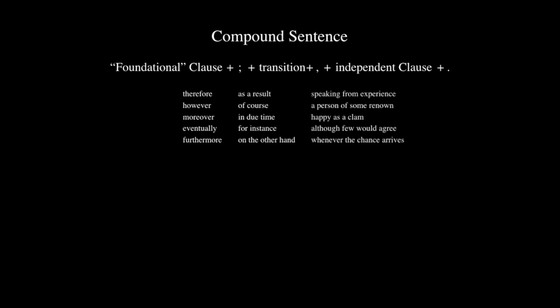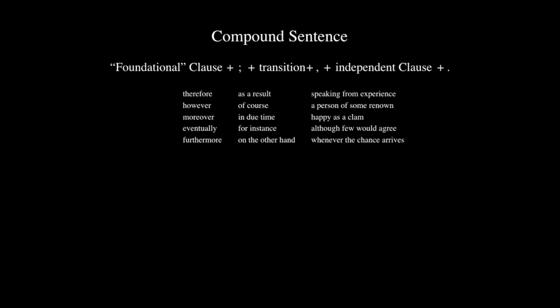Speaking then from experience, for example, is a participial phrase. A person of some renown is a noun phrase. Happy as a clam would be called an adjective phrase. And then although few would agree and whenever the chance arrives, those would be subordinate clause transitional devices, okay? They're all basic transitions, but as you can see, if you use a one-word transition or maybe a subordinate clause transition, it will create a different flow combining your two independent clauses together.